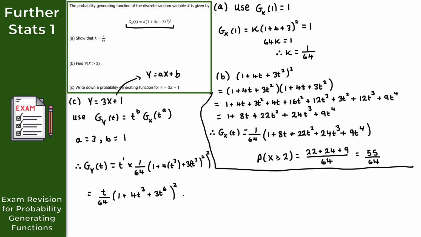Now obviously, we don't need to find the expansion here. It just asks for a probability generating function. So don't overcomplicate things. Don't make life harder than it needs to be. We're already doing quite challenging maths here. So there we have it. That gives our solution. So that is the PGF for y equals 3x plus 1. And that gives us the solution to the very last question, question 3. And that actually brings us to the end of this video on exam revision for probability generating functions.